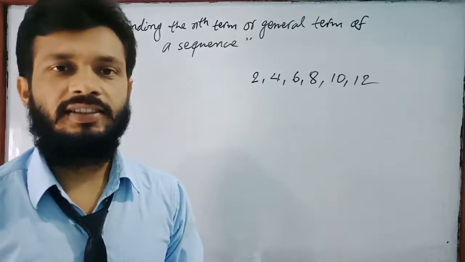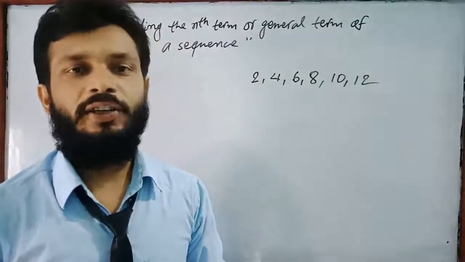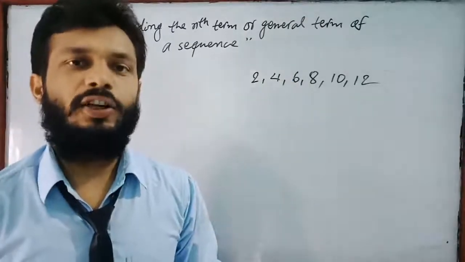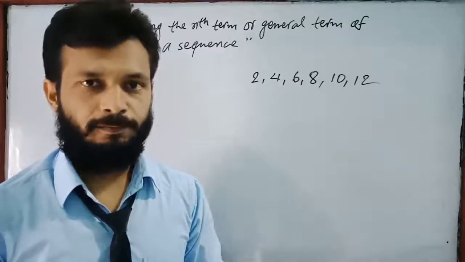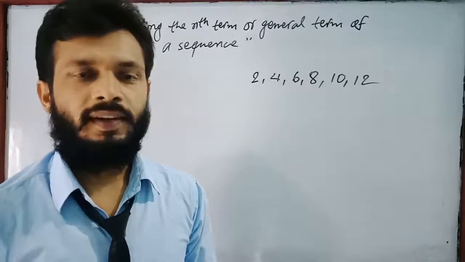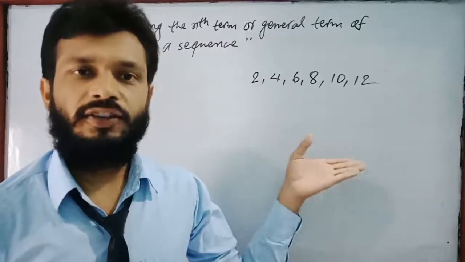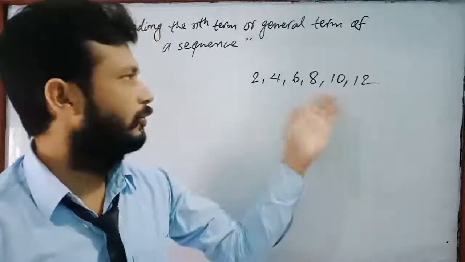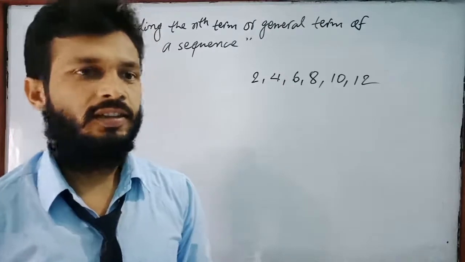Are you clear? Okay. We can find any term of the sequence by using the general term. General means satisfying any term. By using the general term, we can find any term. Clear? Okay.